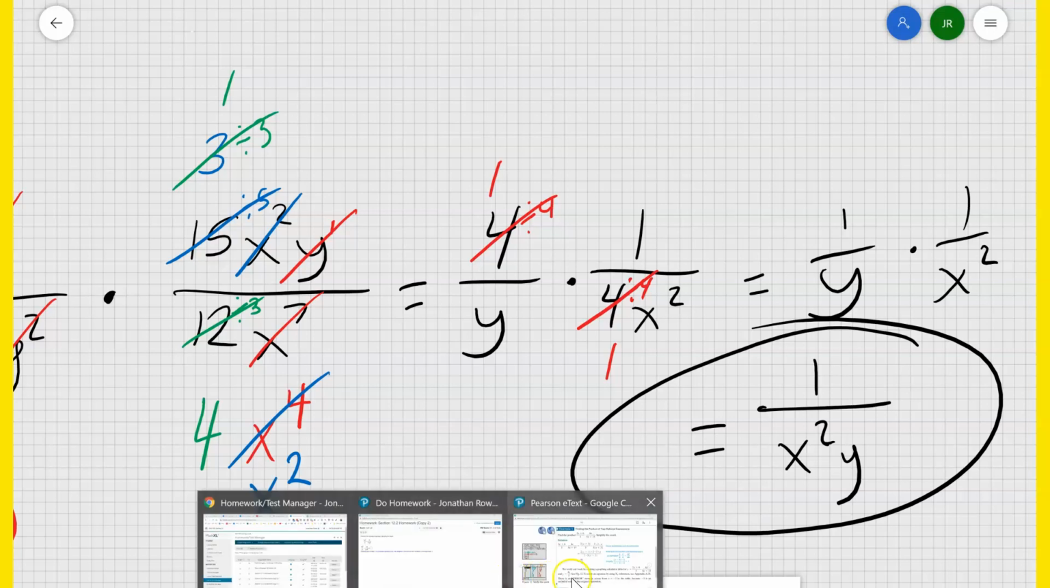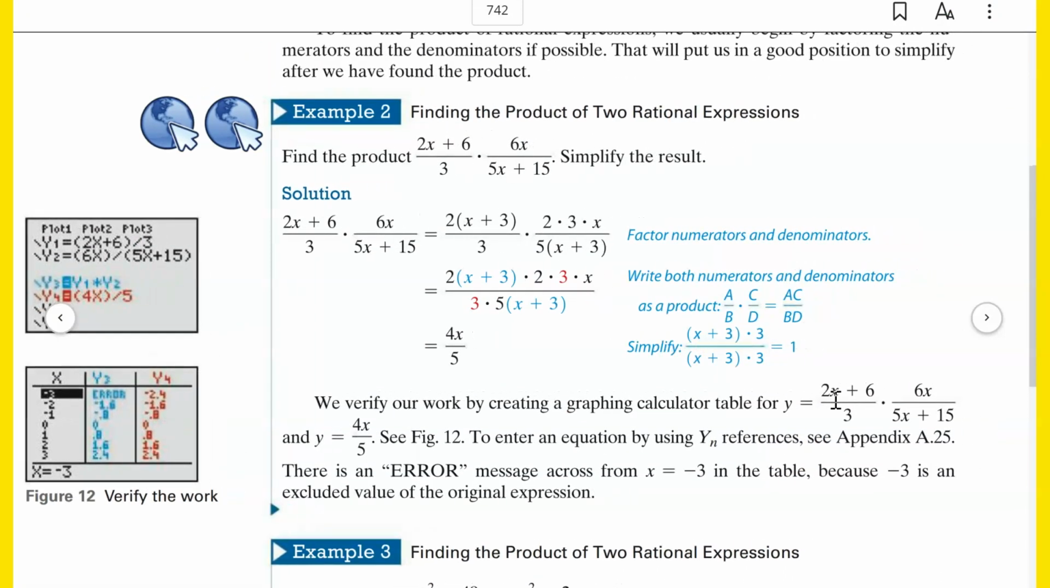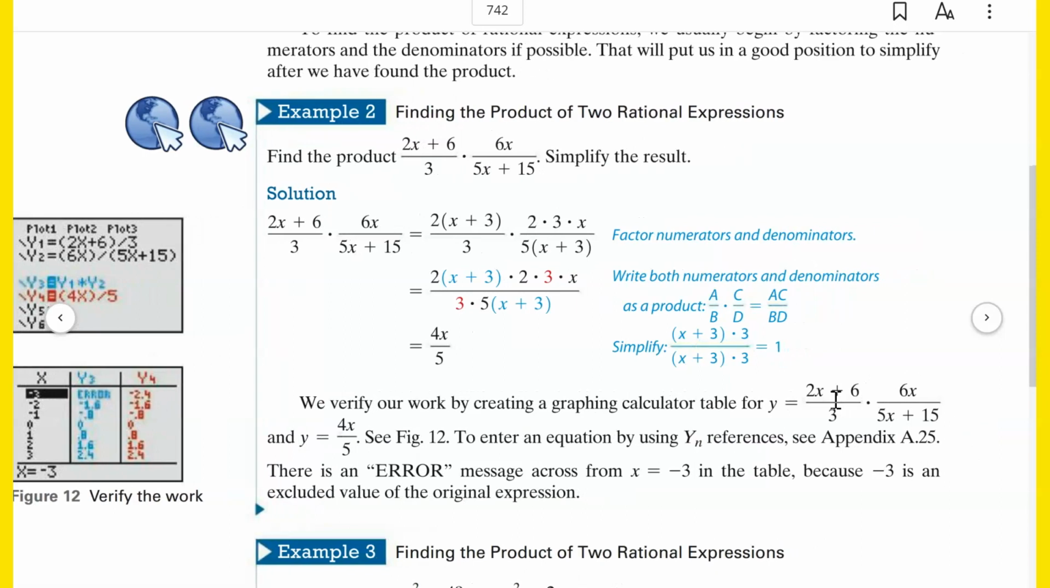I know I made up a fairly complicated example there, but it took you through a lot of things to help you see everything that's going on, and hopefully the other examples will not be so bad. All right, let's do example 2 here.